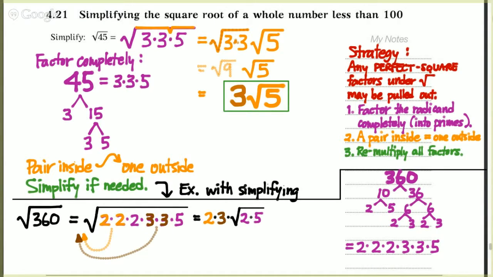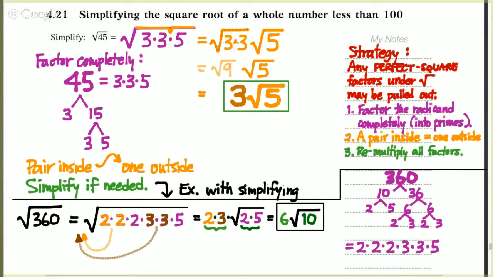So in total, I'm going to have 2 times 3 that come out as whole numbers, and underneath the radical, I'm going to have 2 times 5. Now is when we would do the additional step of simplifying to re-multiply back out the factors that we had. On the outside, 2 times 3 gives us a 6. And on the inside, underneath the radical, 2 times 5 gives us a 10.